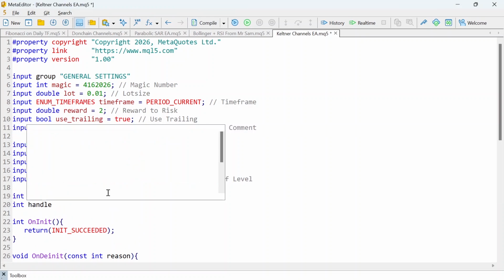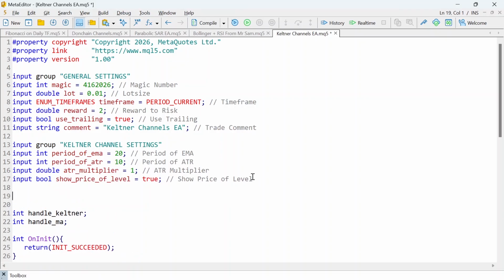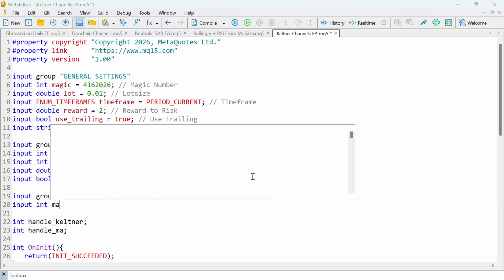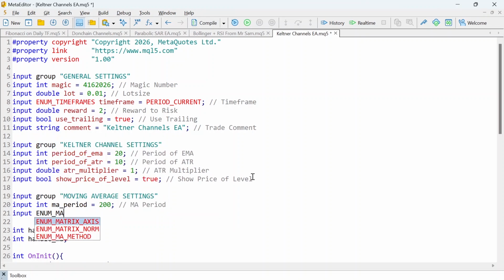I also need another one for my moving average, which is my filter moving average. So you know what? Let me make this available as well, in case you have a better period for the filter moving average. So I'll say moving average settings. Then I will say MA period of 200. MA period. Then for the method, MA method.